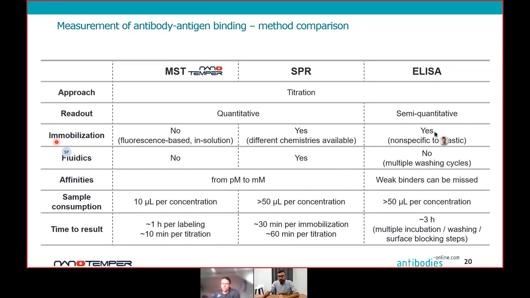And this is another drawback of ELISA, because if you have a weak binder, it might be that while you are washing, it already dissociates, it goes off, and then you will think it didn't bind in the beginning, although maybe it was bound before. This is something that does not happen with MST and SPR. Here, you can even measure very weak affinities. For example, if you have a micromolar binder, you will still be able to get a KD value for that.